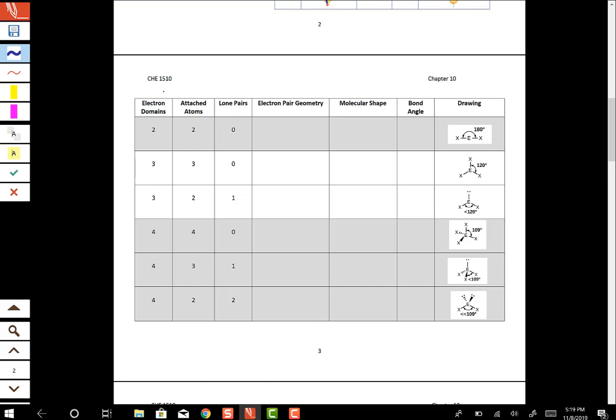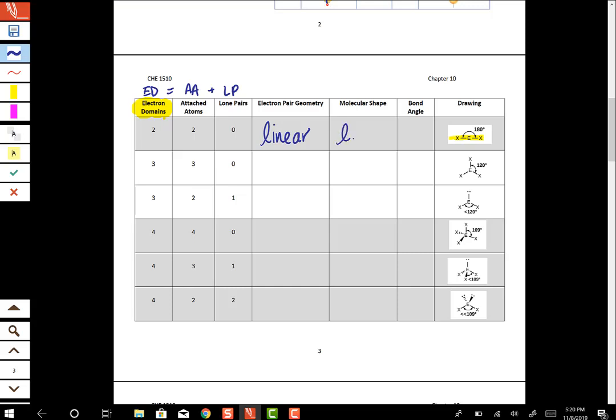So remember that electron domains equals the number of attached atoms, which I'll abbreviate AA, and lone pairs, which is LP. So your second column and your third column will add up to your electron domain column. And some of these shapes you've already seen on the top of the page. For example, this one right here, see how all those atoms are in a line? Right? That's linear.